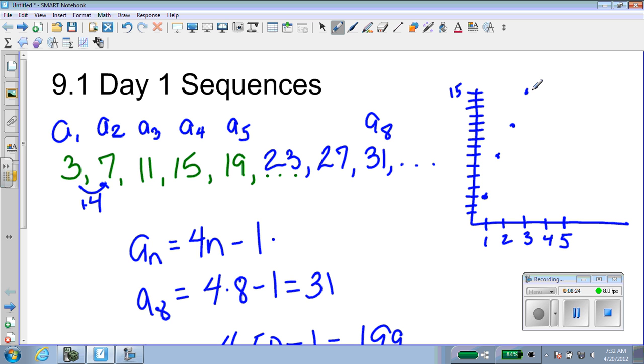And the thing about sequences that is different from functions is for a function, we would connect these. So if we were looking at f of x is equal to 4x minus 1, or even y is equal to 4x minus 1, we would have connected these and had a line. For a sequence, the points are what we call discrete, and so we don't connect them. There is no a sub 1.5 or a sub 2.3. There are only a first term, a second term, a third term, so just the dots.